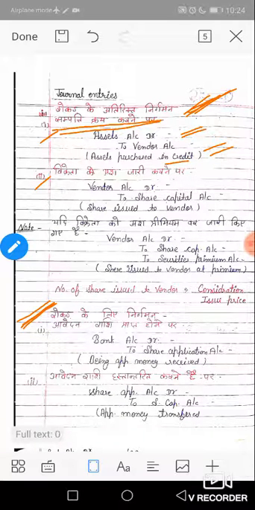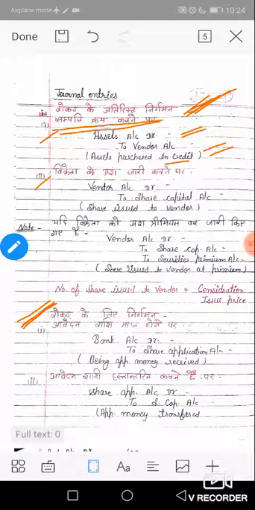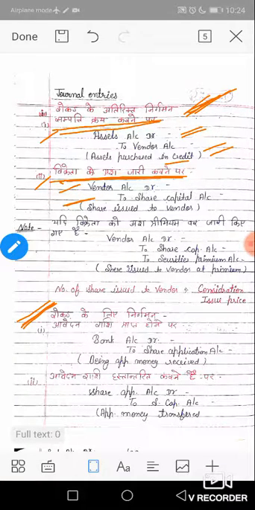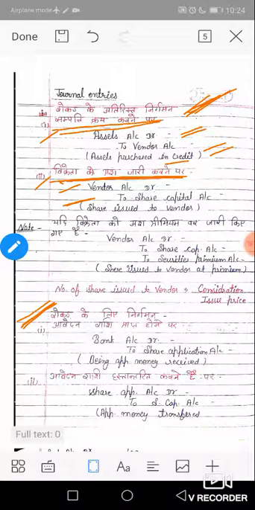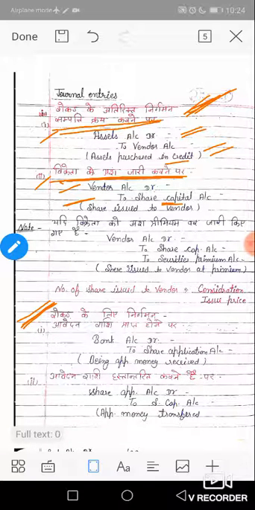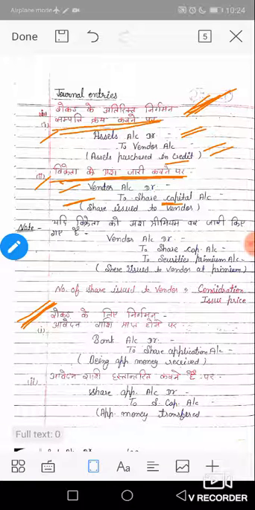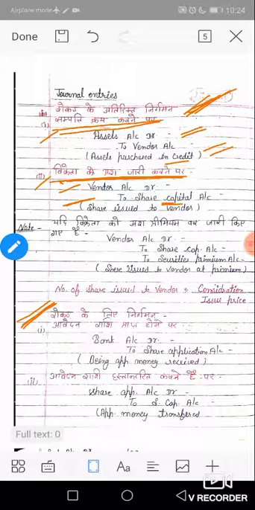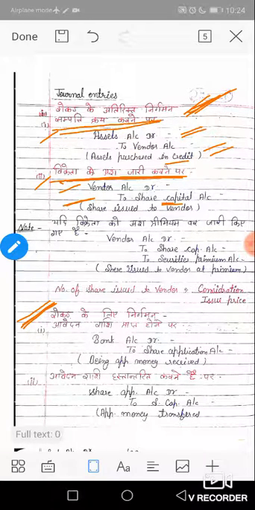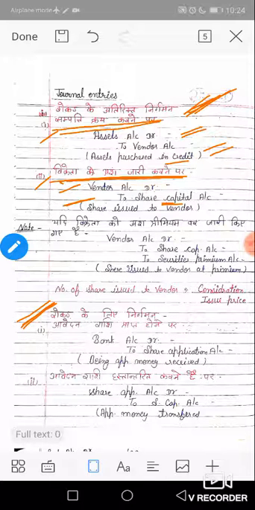Now the next entry: we issue shares to the vendor in consideration. The entry is Vendor Account Dr. To Share Capital. The vendor account is debited because the vendor is a receiver and the receiver is always debited, and share capital is credited because capital is a liability and a liability's balance is always credit. So the first entry is Assets Account Dr. To Vendor, and the next entry is Vendor Account Dr. To Share Capital.